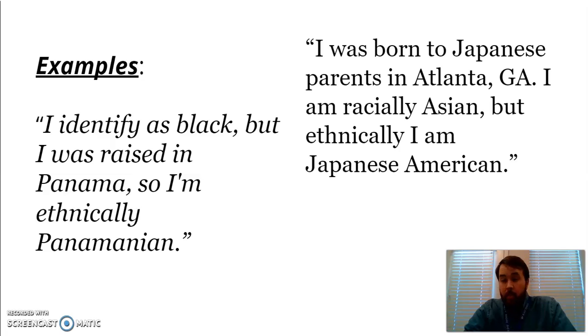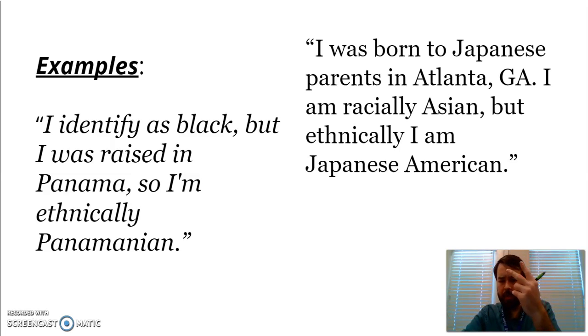So here's some examples of how sometimes race and ethnicity can get tricky, and it's why people just generally lump the terms together even though they're completely different. Someone can identify as black racially, but if you're raised in Panama, you're technically Panamanian. Your ethnicity is Panamanian. So you can be one race, but also be a different ethnicity. They are not the same thing. Here's another example. If somebody's born in Georgia, but their parents are Japanese, if you were to ask what that person's race is, you would say Asian. That's kind of a broad racial term. But ethnically, they could identify as Japanese American.